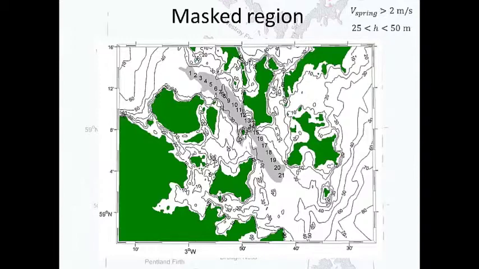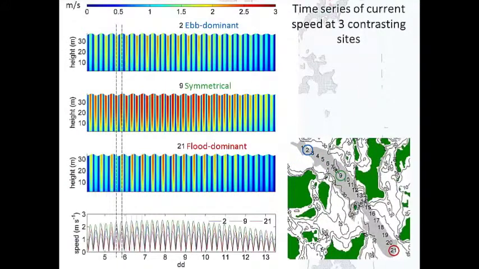Okay, so this is just a graphic showing the 2 or 3 contrasting sites. So we've got ebb dominance at this site, symmetry at this site, the center one, and flood dominance at this site. So the 2 extremes at each end of the test channel. Okay, and this is just the time series of the depth average tidal current, and it just shows in some detail the asymmetry over time.